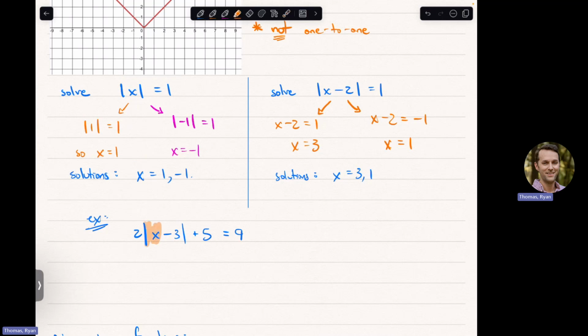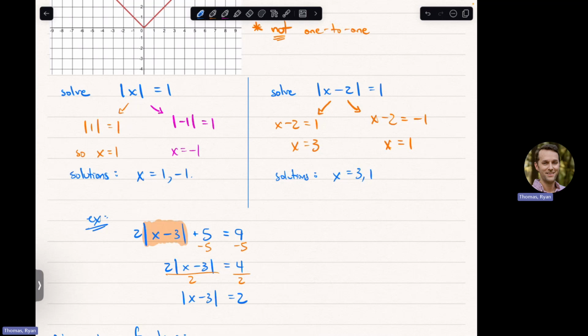But to do that, I should start by getting the absolute value term by itself. The stuff around the absolute value on the outside, it's easy enough to move that around and move it to the other side of the equation. And when we do that, we end up with a thing that's going to be more straightforward to interpret. That's going to work more in line with what we've just been talking about.